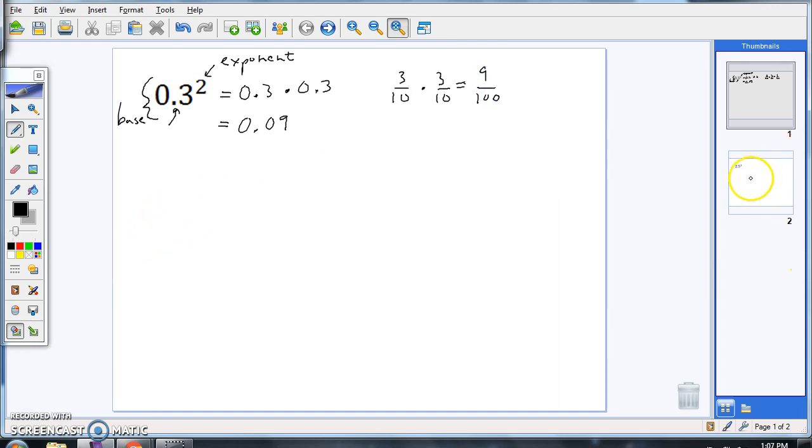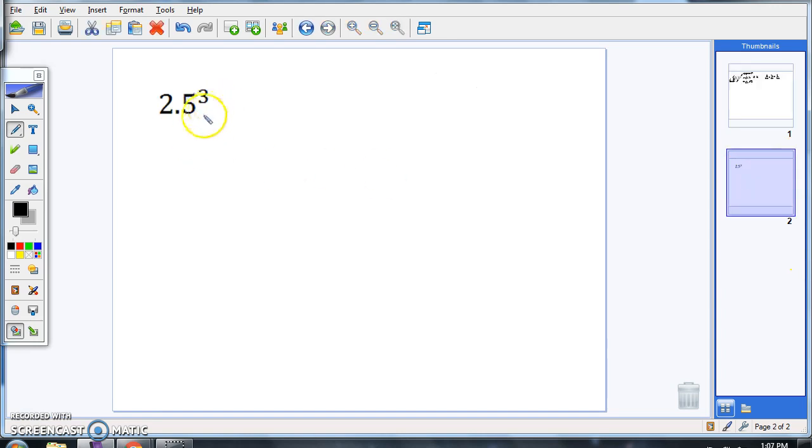Let's go on to the next one, slightly more complex. 2.5 to the third power. So now we have something larger than 1, so it's going to get larger as it goes. This is 2.5 times 2.5 times 2.5. So that's 2.5 squared. 2.5 to the second power is 6.25 times 2.5.